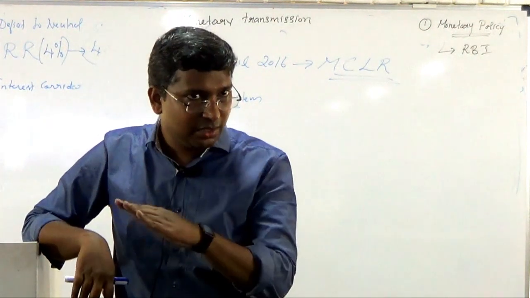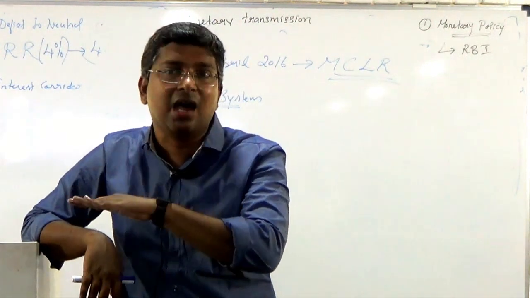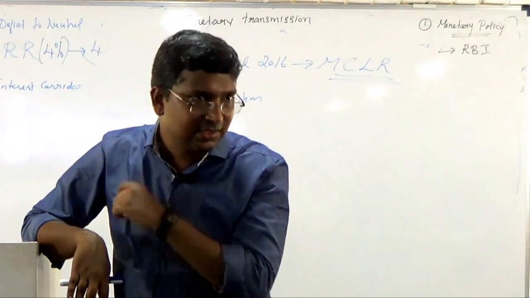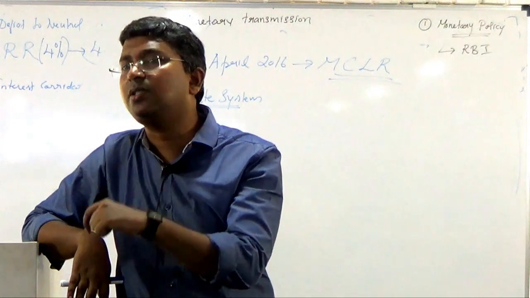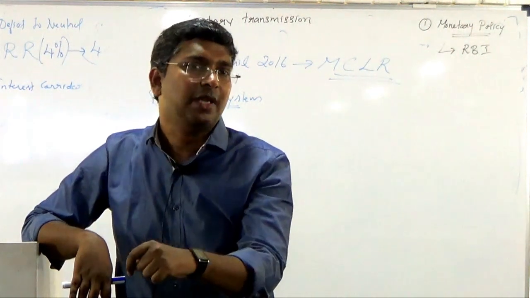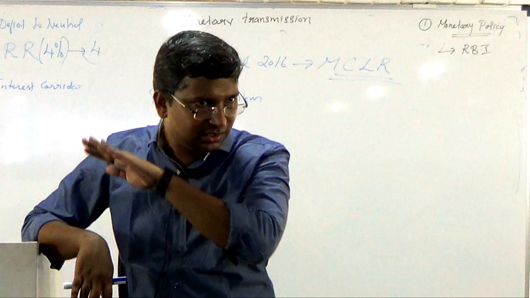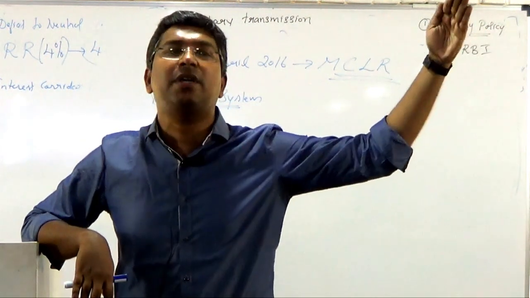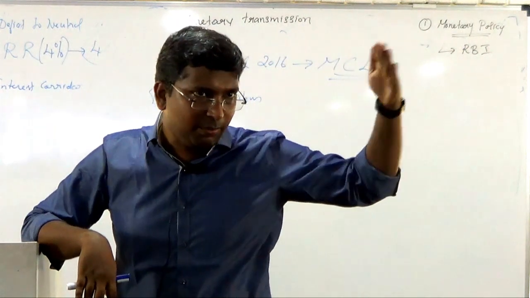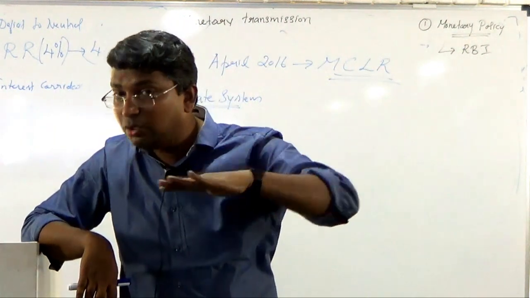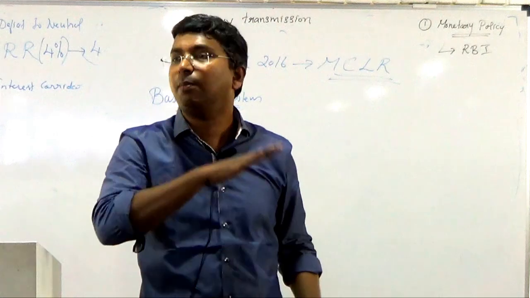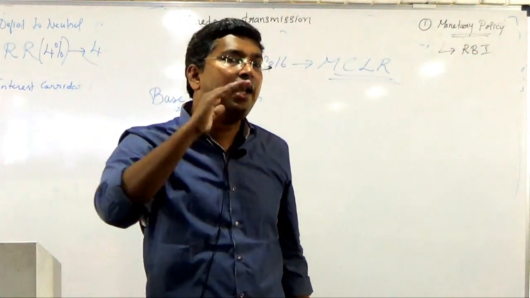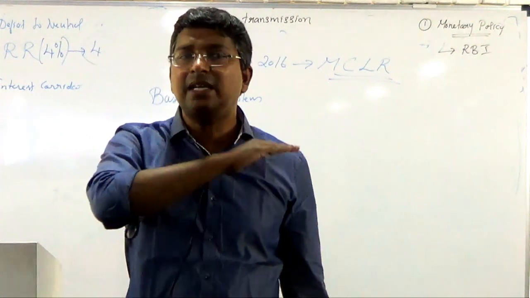The exceptions are, for example, certain schemes for weaker sections, where differential interest rate schemes are there. I am not talking about the exception category where the bank gives a loan at even 4% interest rate, but generally the government is supporting those schemes. I am talking about general lending. So normally the bank will never lend below its base rate.